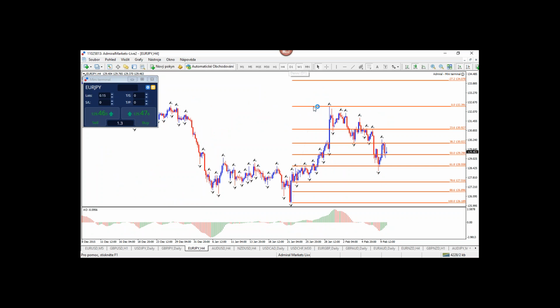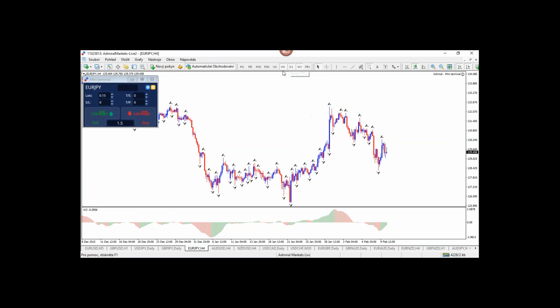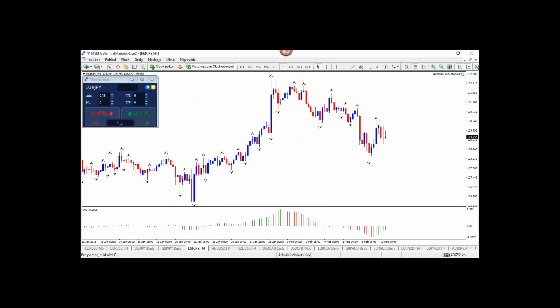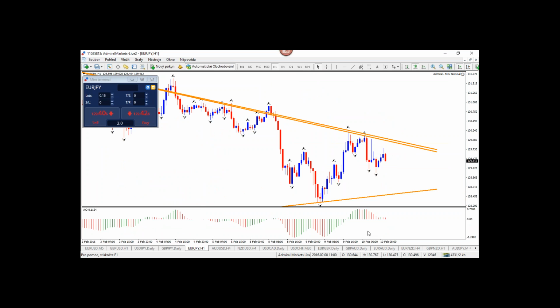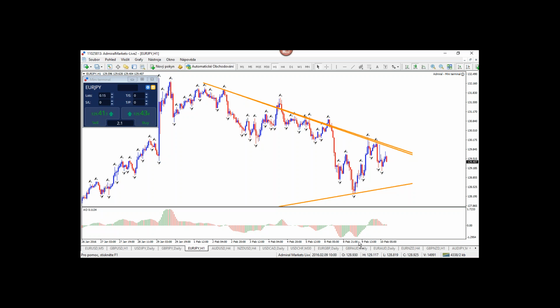61.8 fib there. Doesn't look that interesting, but I think that if it breaks this trend line, it could be worth looking for a breakout, or this support level probably. I don't see many trades here. Maybe I'm wrong, but doesn't look that interesting to me.